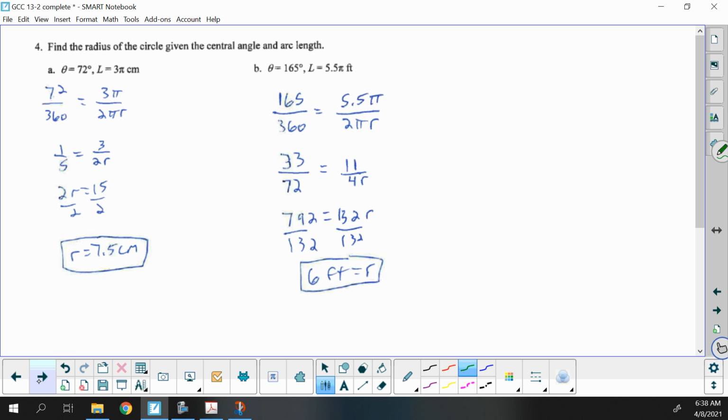And the last ones were given the arc length, so we need 2 pi r in the bottom right. And then we are eventually solving for r. So if you cross multiply, you could either have 15 halves or 7.5 for 4a, and then 6 feet for 4b.